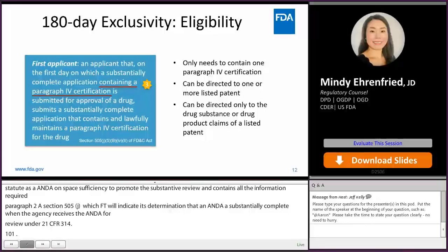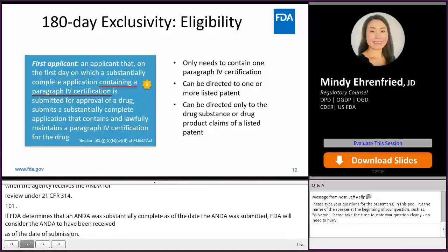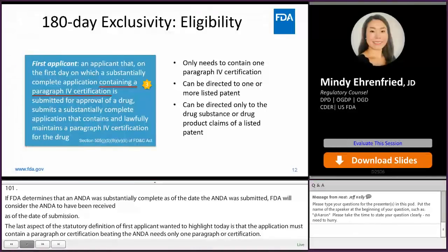The last aspect of the statutory definition of first applicant we wanted to highlight today is that the application must contain a paragraph 4 certification, meaning the ANDA needs only one paragraph 4 certification. So the ANDA does not need to paragraph certify against all of the listed patents. In fact, if the listed patent has both drug product claims and method of use claims, and the applicant submits a paragraph 4 certification only to the drug product claims, and submits a section 8 statement to the method of use claims, that is considered an application that contains a paragraph 4 certification.